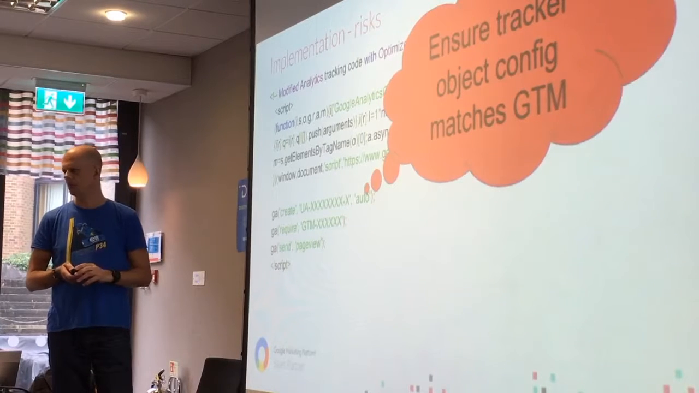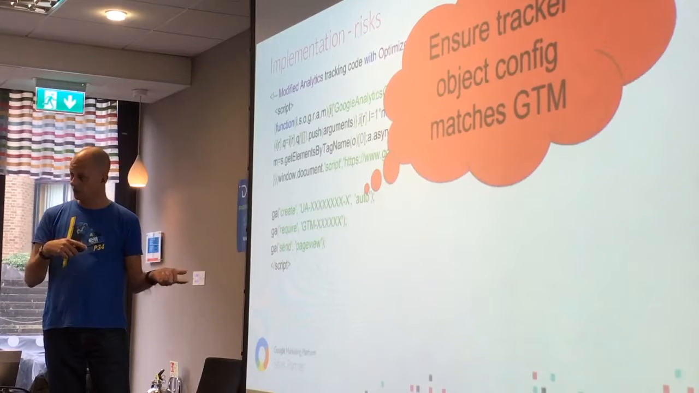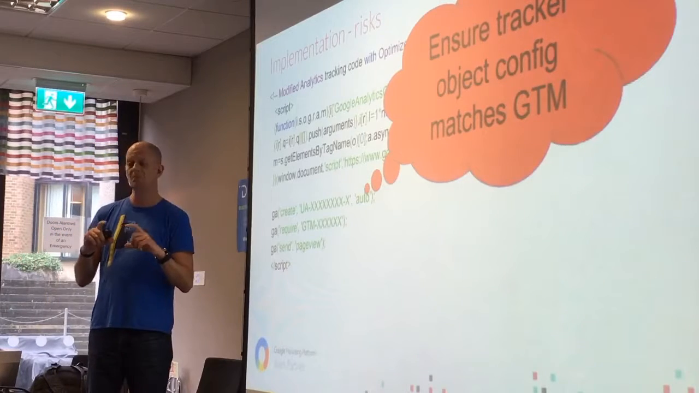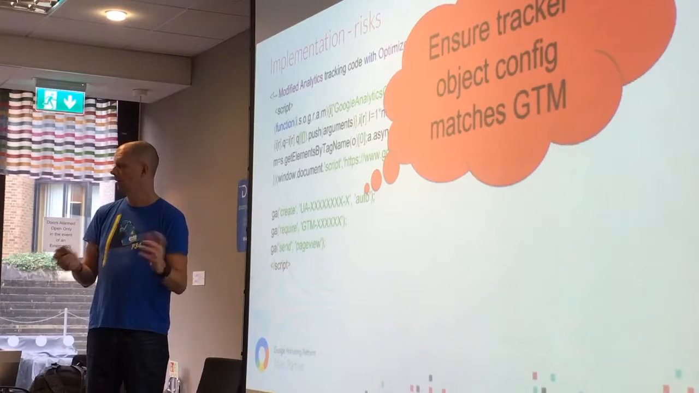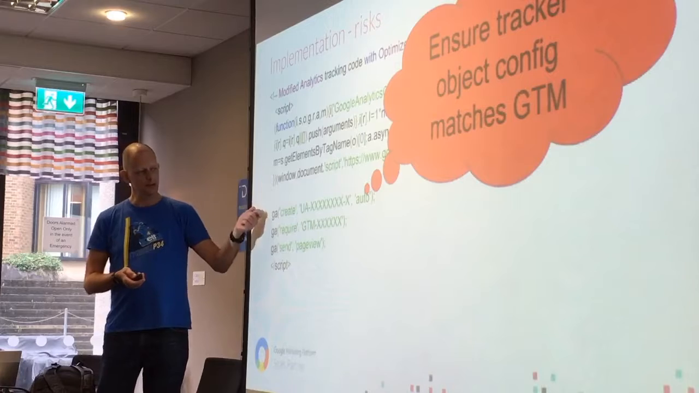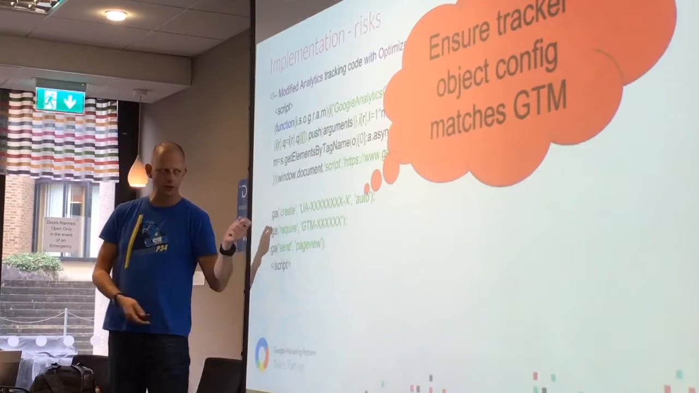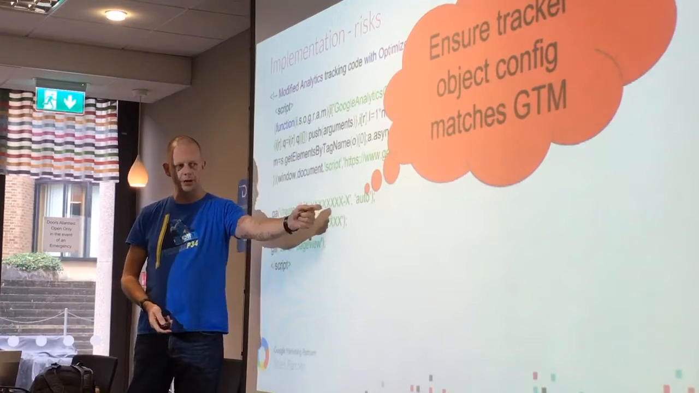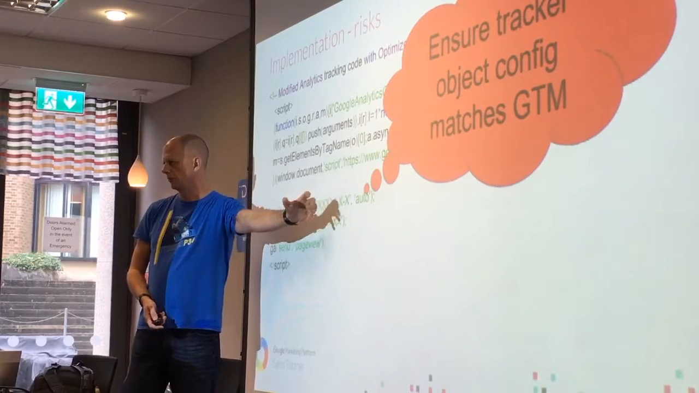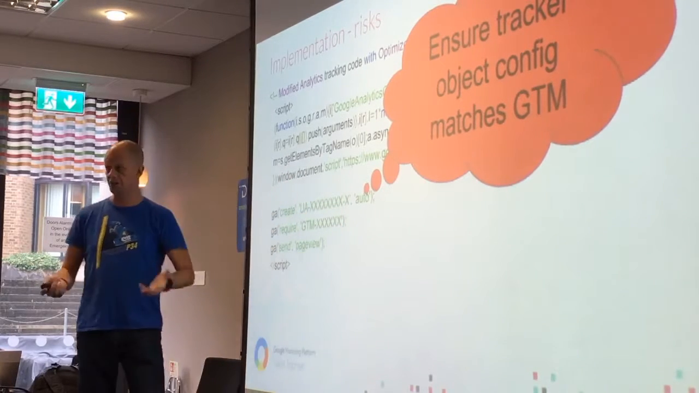Here's another one. This is what quite often causes optimizers to say your implementation is shonky, not valid, whatever. Why? Well, this is creating a tracker object based on this UA tracking code with cookie domain set to auto. Seems reasonable enough, pretty safe bet.